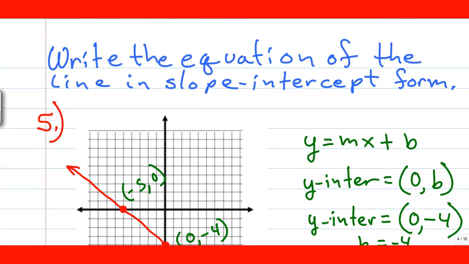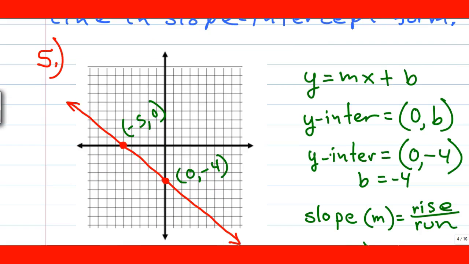In number 5, it says write the equation of the line in slope-intercept form. So I'm looking here, and what I've been given is a line that's already graphed. I'm going to pull the information from this graph to write this into slope-intercept form. Again, slope-intercept form is y equals mx plus b. So we know that b is where our line is going to cross on the y-axis.